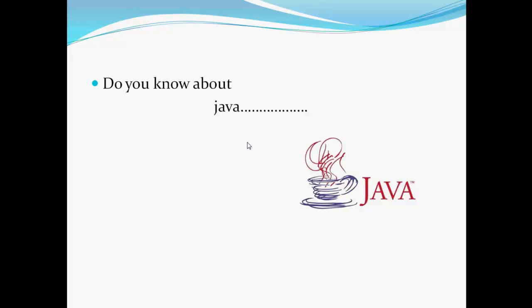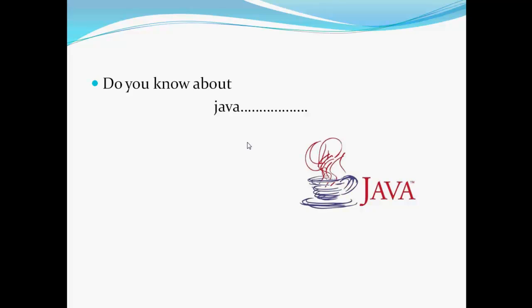Java applications are typically compiled to bytecode, that means class files that can run on any Java virtual machine, that means JVM, regardless of computer architecture. Java is a general purpose, concurrent, class-based, object-oriented language that is specifically designed to have as few implementation dependencies as possible. It is intended to let application developers write once, run anywhere.